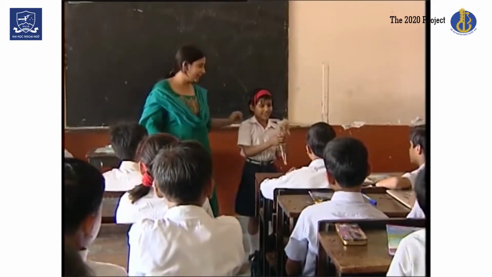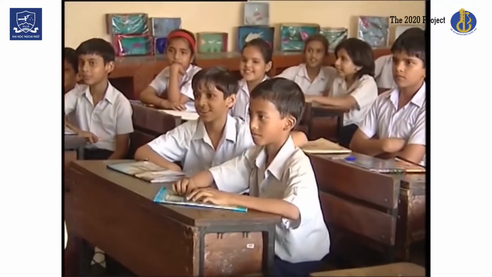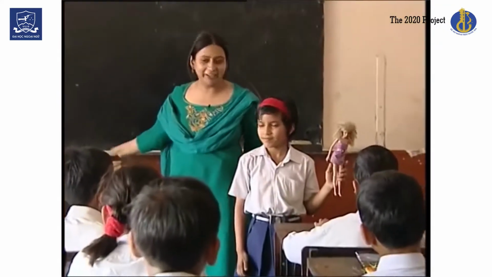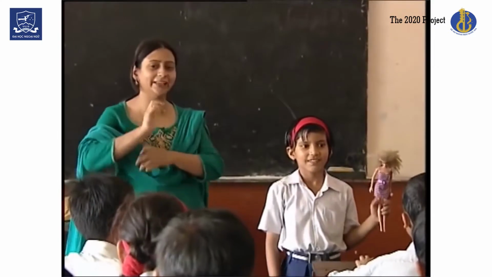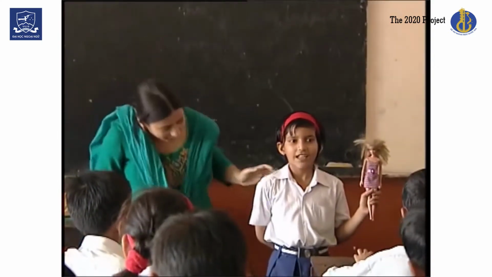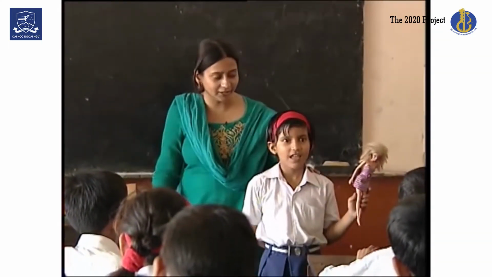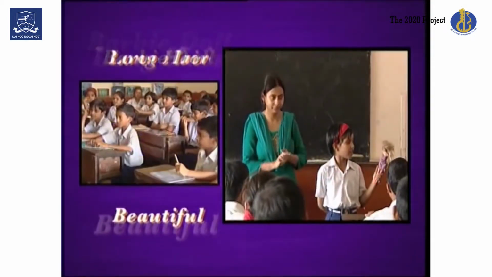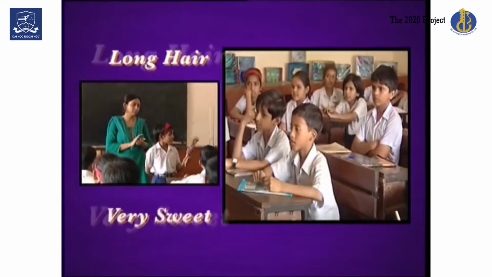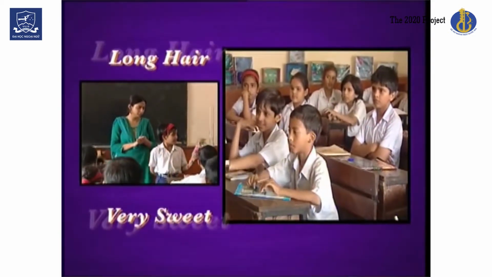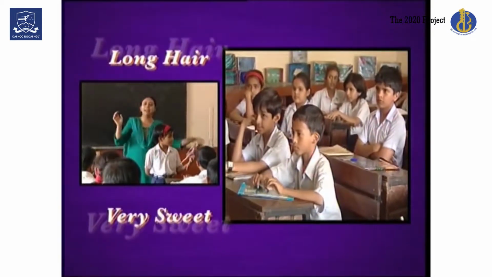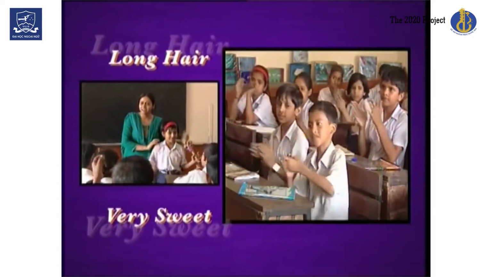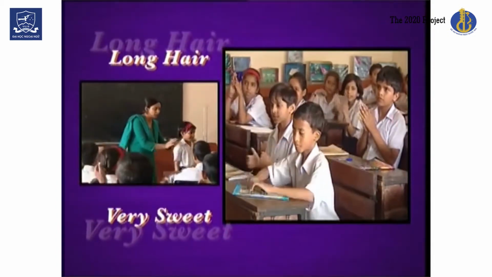Oh, so what is this? Barbie doll. Barbie doll. So the girls are very happy to see this Barbie doll. I can see the faces. Okay, can you speak something on this Barbie doll? Barbie doll is very beautiful. Her hair is very long. It is very sweet and long. Okay, very good. Clap for everybody. Clap for this girl. Very good.